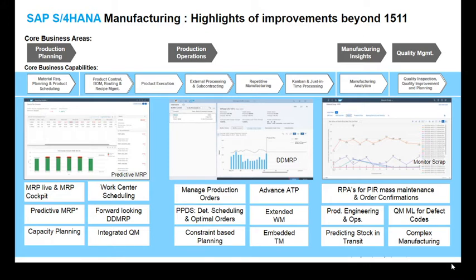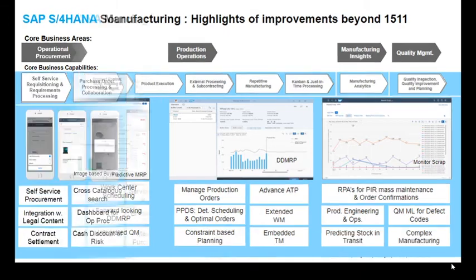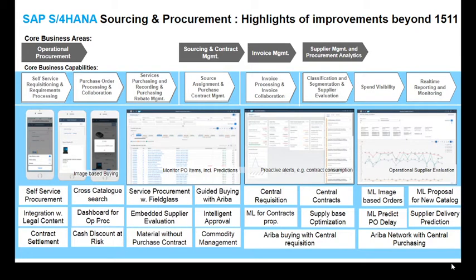In the procurement side, we have provided innovations, for example, image-based buying as an example that we are trying to look at how to leverage the latest technologies. We have embedded service procurement with Fieldglass, our cloud solution. We have added machine learning for contracts and proposals so that you get information proactively from the system. We have machine learning for predictive purchase order delays, again, leveraging some of the new capabilities which are becoming available.